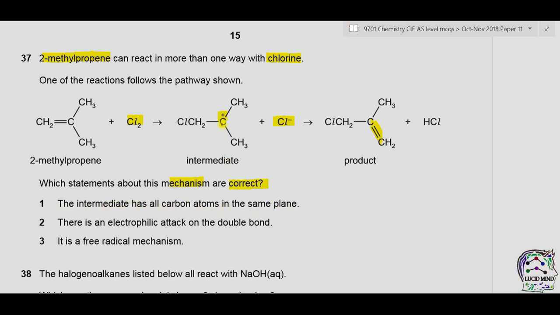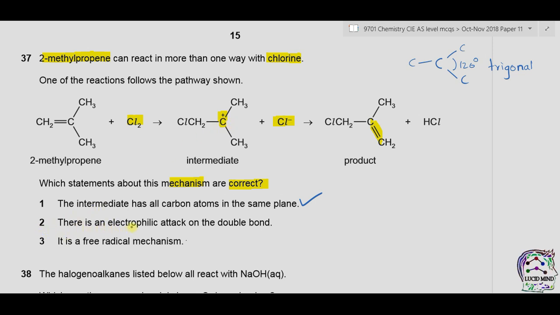This is the intermediate, and we can see that the carbon atom is making 3 covalent bonds with 3 other carbon atoms. So when we have 3 single covalent bonds present, the molecule is planar as it is trigonal, and the bond angle is 120 degrees. So 1 is correct. If carbon was making 4 single covalent bonds, then it would be tetrahedral, which is not planar.